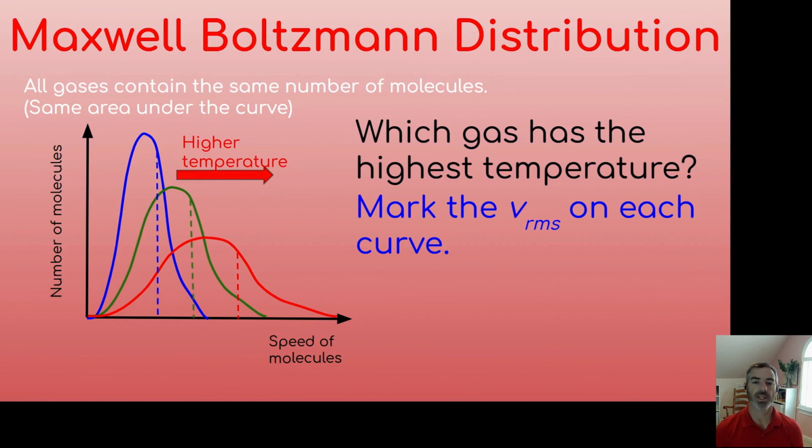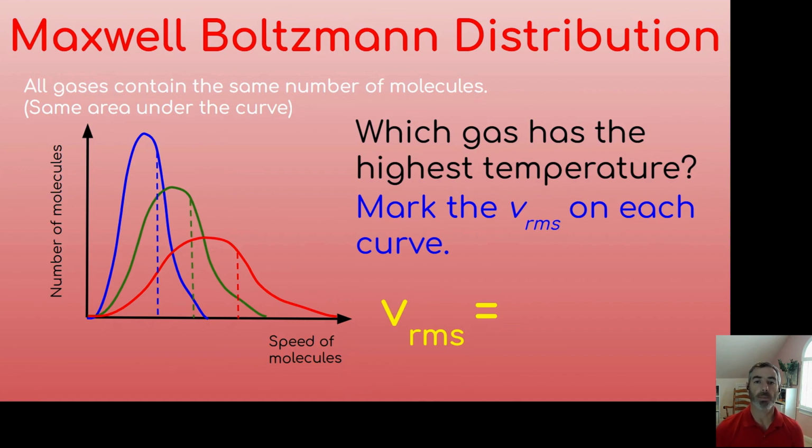So the peak of the curve has nothing to do with the temperature. The VRMS is solely what tells us the temperature of the gas. So more particles having higher speeds means it's going to be a hotter gas. So we mark the VRMS on each of them.